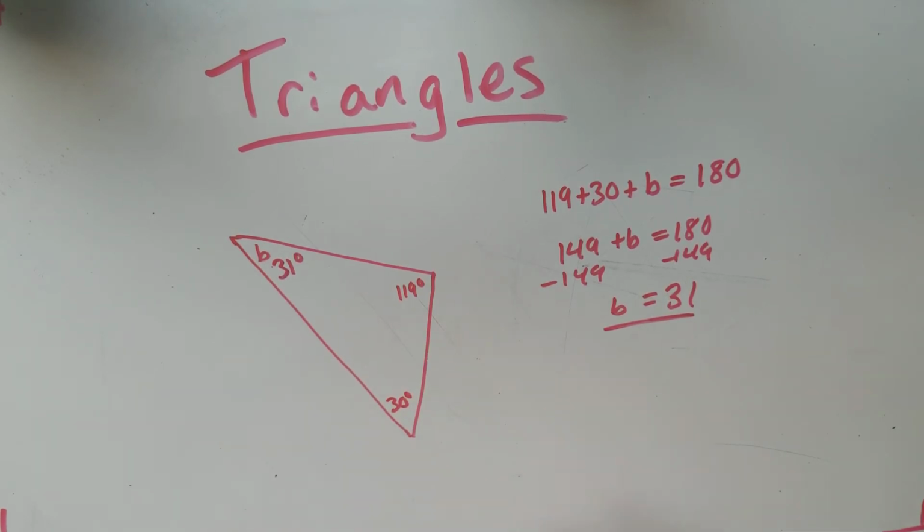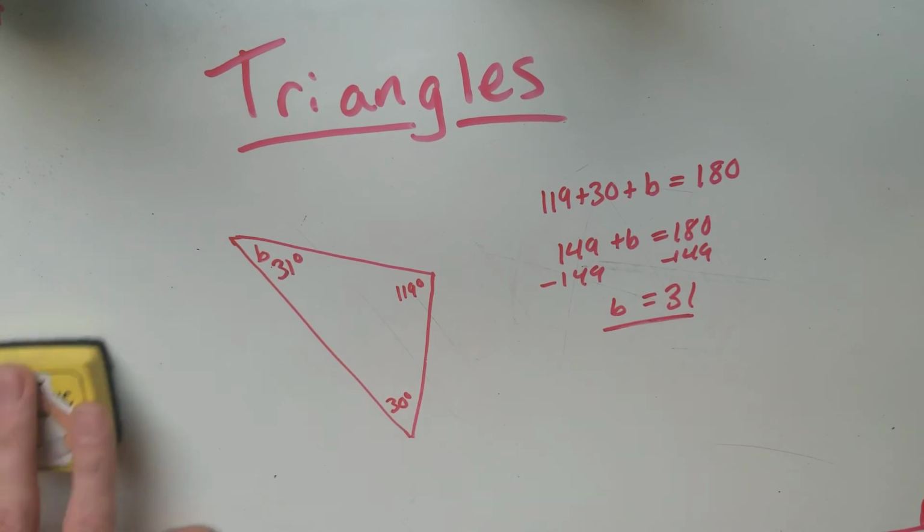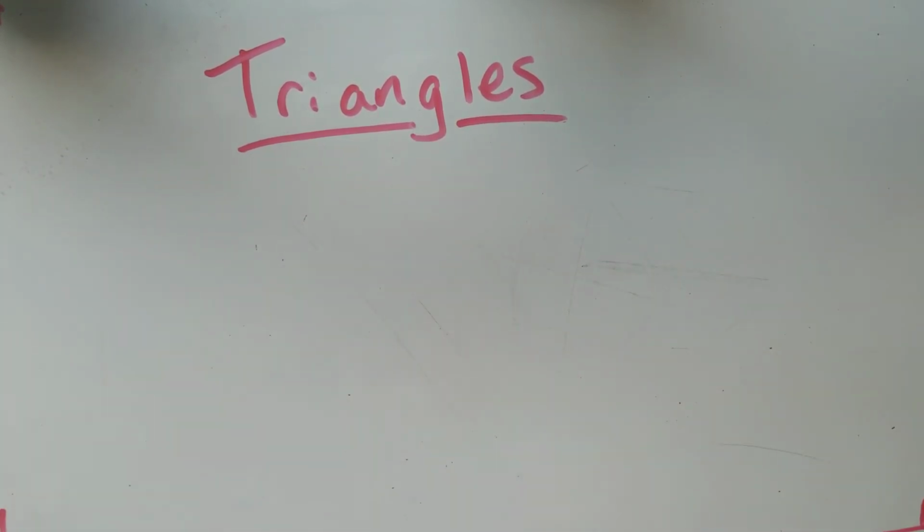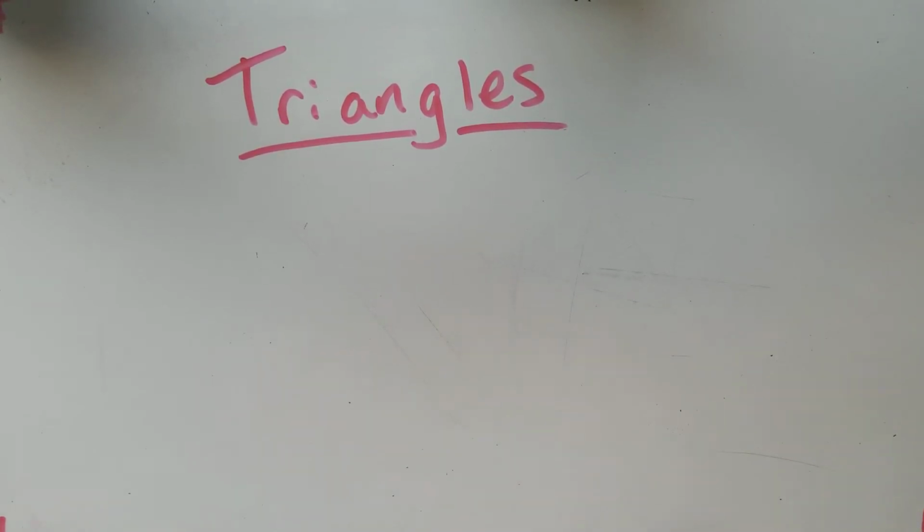So there was our first one. Simple enough. If you're missing one angle, just add everything together, and it should equal 180. We'll try another like this. It's really important to set up the equation, because some problems are going to be harder than just being able to figure it out really quickly.